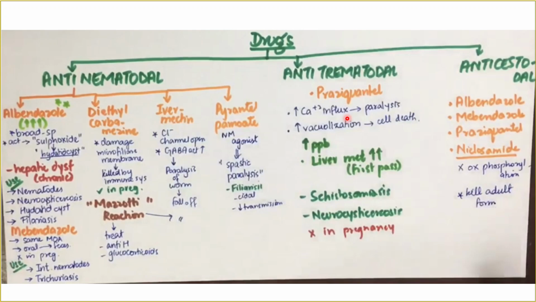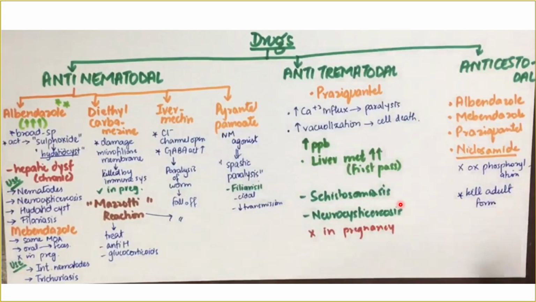Adverse effects include dizziness. It is used in schistosomiasis and neurocysticercosis, and is contraindicated in pregnancy. So it can be used as an alternative drug or instead of albendazole because of the same indications.